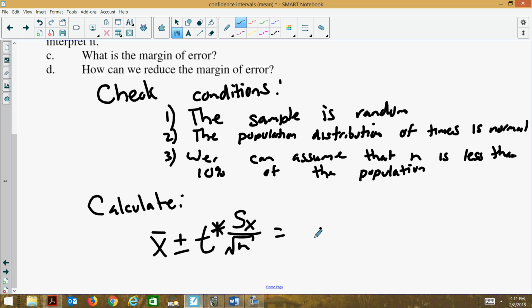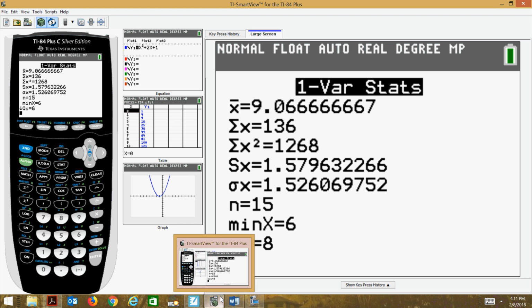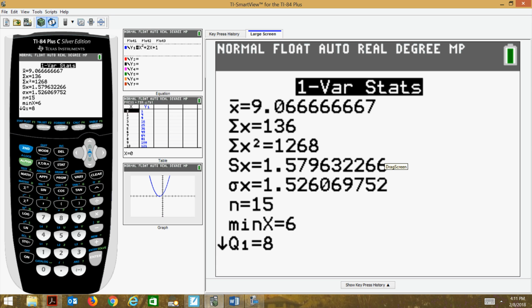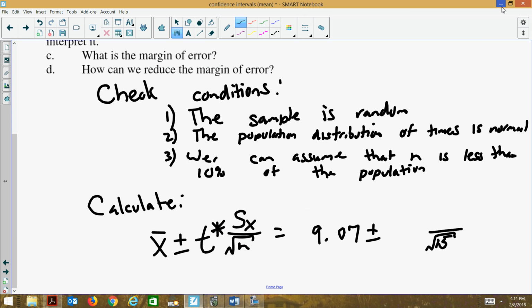So we know what the statistic is. It's 9.07. And we also know what the sample size is. It's 15. In order to find the standard deviation, we have to use the standard deviation from one variable statistics, which they were able to find for us. We didn't have to actually do the calculation. And you never have to do the calculation. Please use your calculators. So the standard deviation of the sample is 1.58. Remember to use Sx.